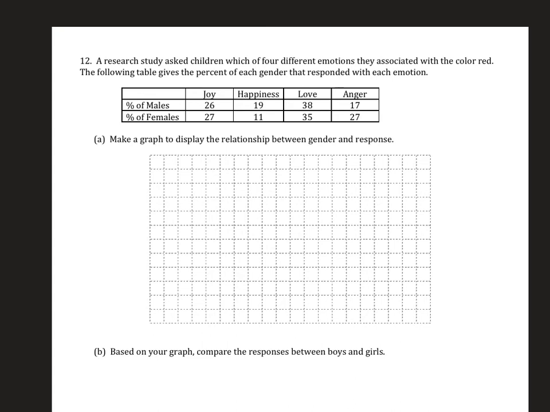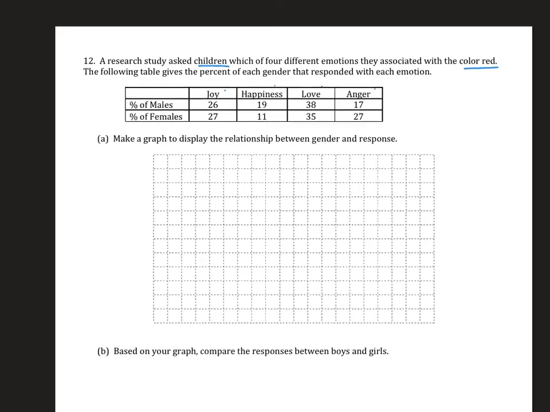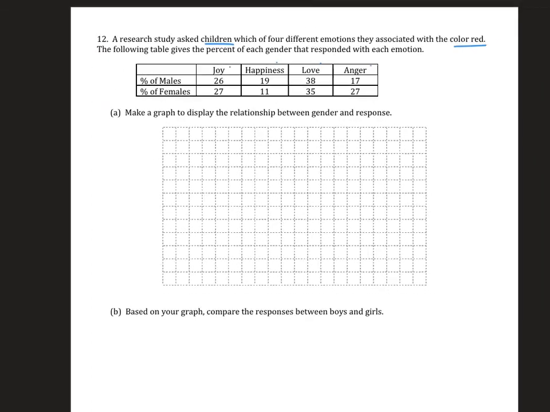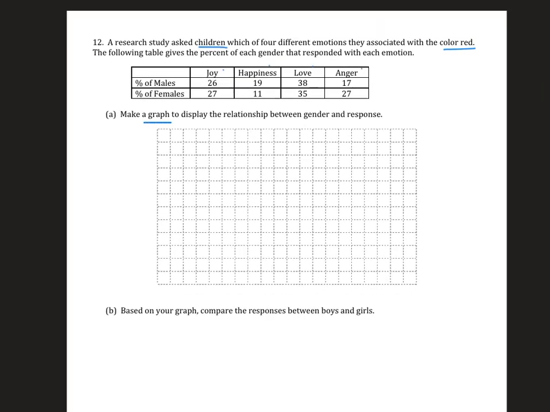All right, number 12. A research study asked children which of 4 different emotions they associated with the color red: joy, happiness, love, anger. All right, the following table gives the percent of each that responded. So make a graph to display the relationship. There's a bunch of different things here, but make sure that you label, okay? So I'm going to say this is the percentage over here.